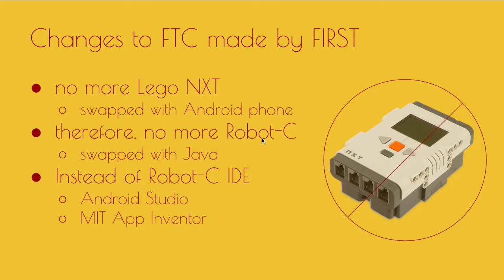Therefore, Robot C, which used to be the language, and of course the IDE we used to program the NXT, will be switched with Java. Now, there are two options, I should say, that can be used to write in Java for Android. These two options are Android Studio, which is a text-based IDE, and MIT App Inventor, which is a graphical IDE.